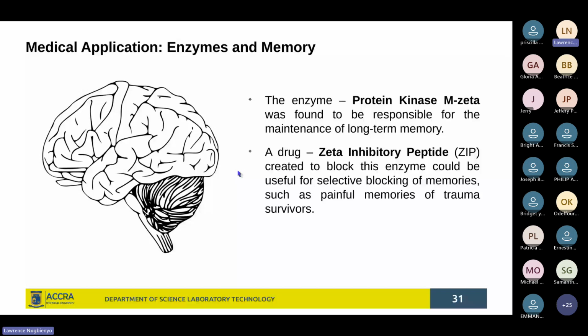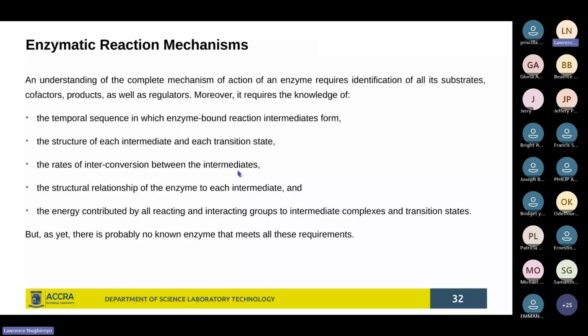So that is another application of the knowledge of enzymology. This time specifically on the protein kinase M zeta, which is involved in long-term memory. Now, so far, all of these that we have done, we've looked at mechanisms by which enzymes act.